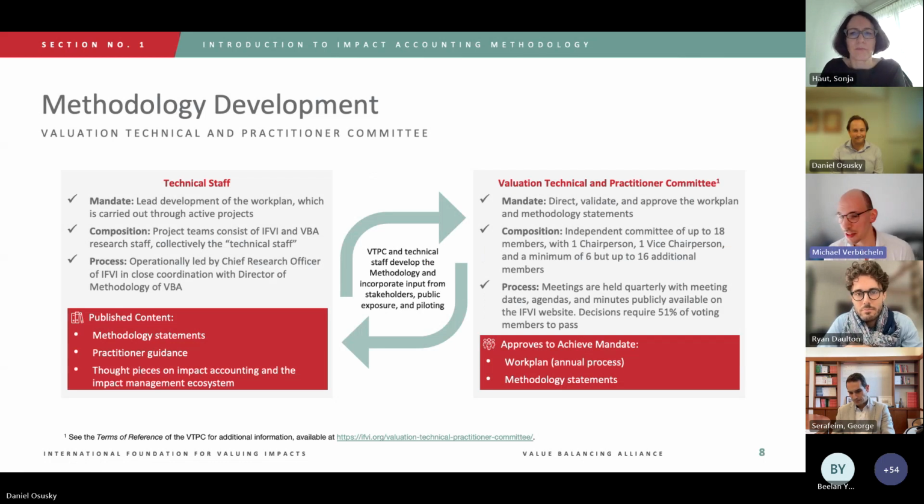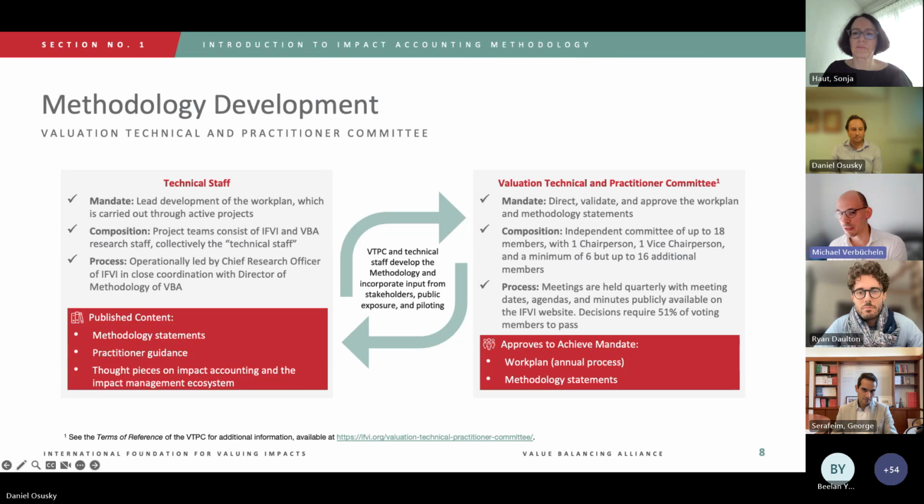How is the methodology now developed? On the one hand, we have the technical staff, as for example Dan, Ryan, and myself, who are part of really making the actual content work happen. So it's the combination of the two teams of IFVI and VBA to collectively work on the methodology, but beyond that, even also work on guidance documents, thought pieces, etc.